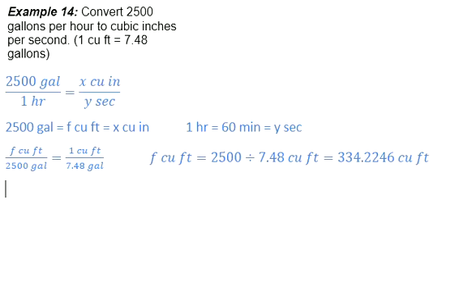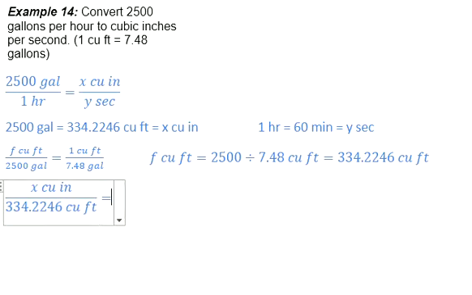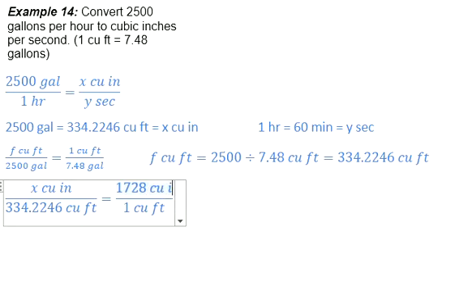Okay, so now I can change this F into 334.2246. Now I need to change this cubic feet into cubic inches. In example 12, we already found the conversion between cubic feet and cubic inches, so if you need to see how that's done, you can go back and look at that example. I'm going to go ahead and give that here. So we have x cubic inches for 334.2246 cubic feet. And in example 12, we found that 1 cubic foot was equal to 1,728 cubic inches.